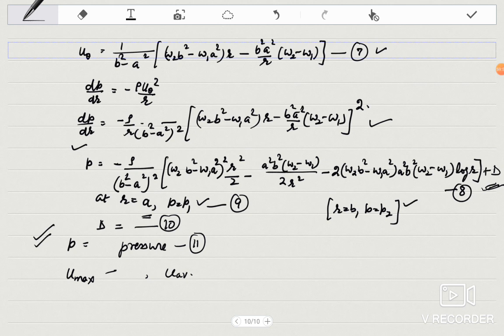You have just to put these values, this information, and then they may ask you the skin friction, the average velocity, the maximum velocity, or the pressure distribution. Go through examples and use these calculations or the values of the properties for those particular examples. So this is all about your flow problems.